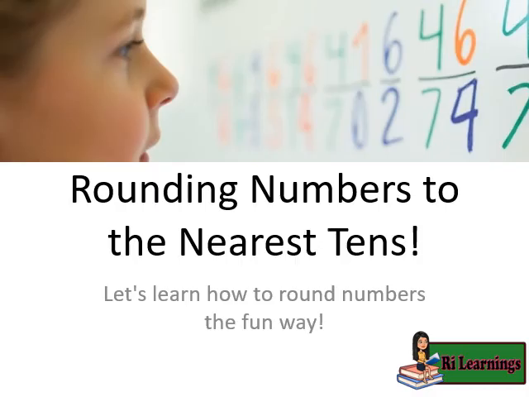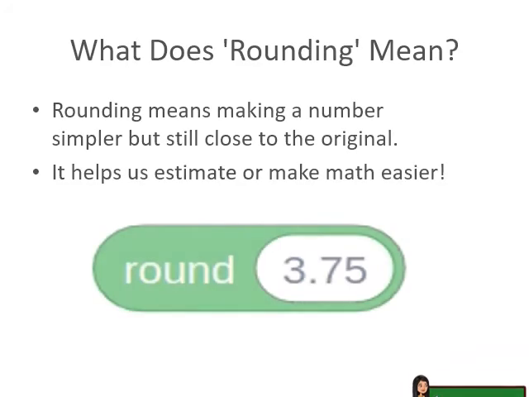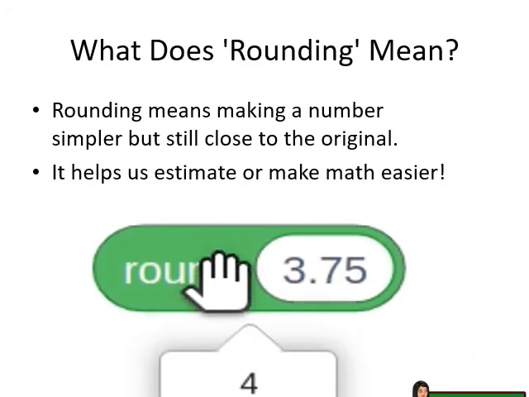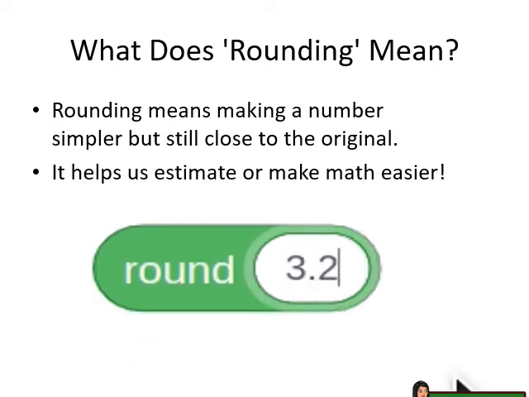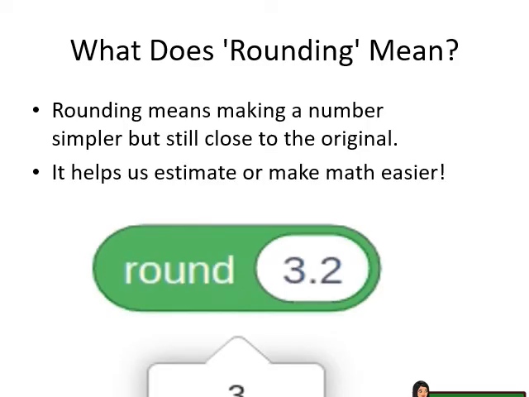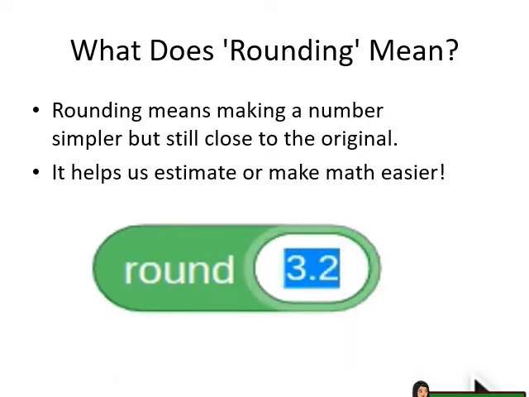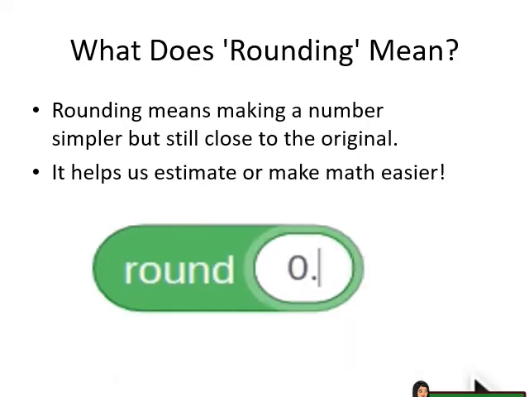Rounding numbers to the nearest tens. What does rounding mean? Rounding means making a number simpler but still close to the original. It helps us estimate or make math easier.